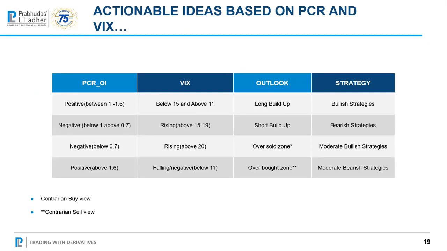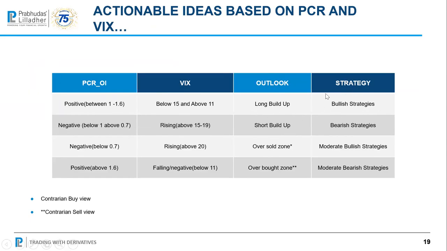So how can VIX play help us? This is something I've come up with, which I follow. I club VIX and PCR together to understand and build up strategies in options. When PCR is positive, let's say between 1 to 1.6, because 1.6 and above it is support, and VIX is below 15, the previous normal, the new normal would be below 18, let's say, our outlook would be long build up.